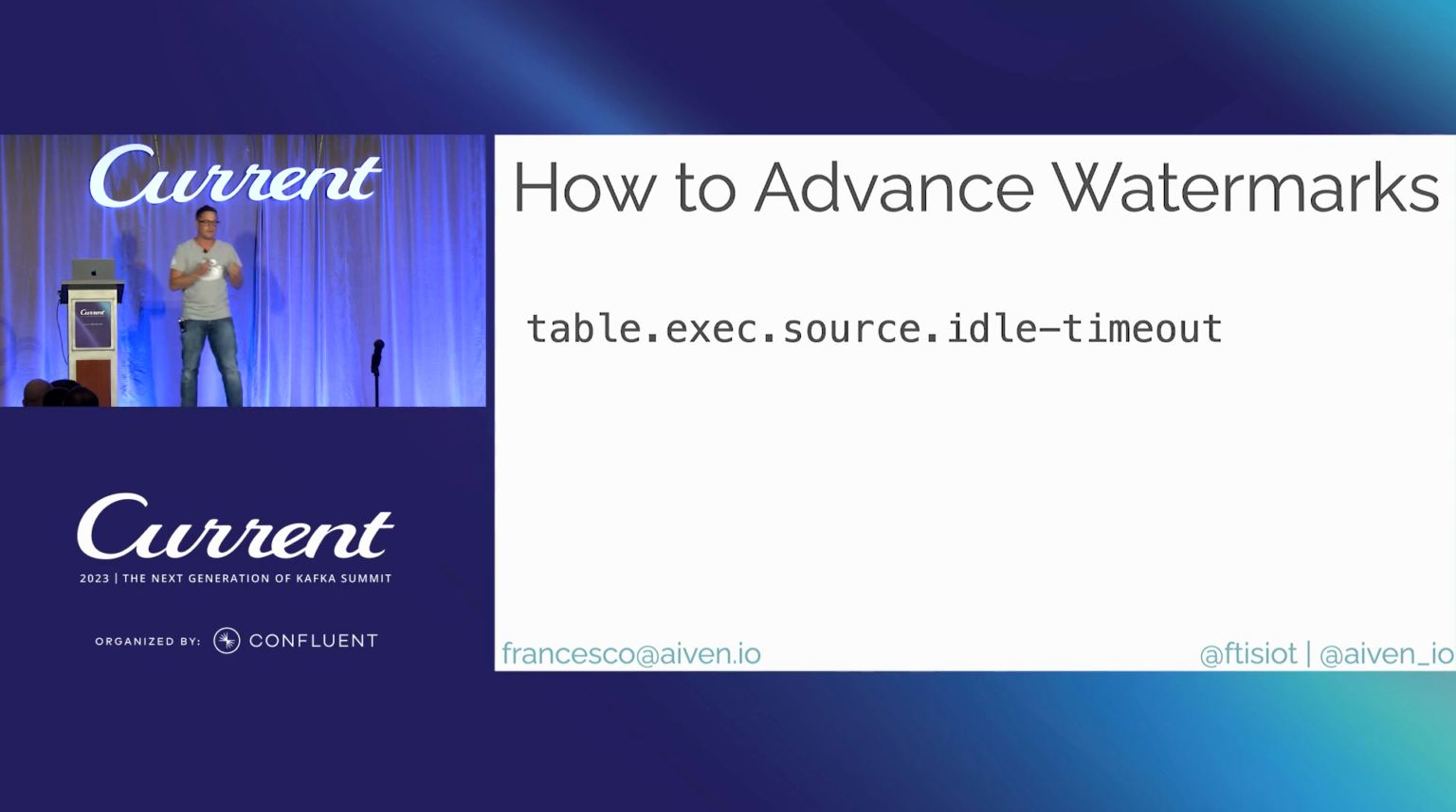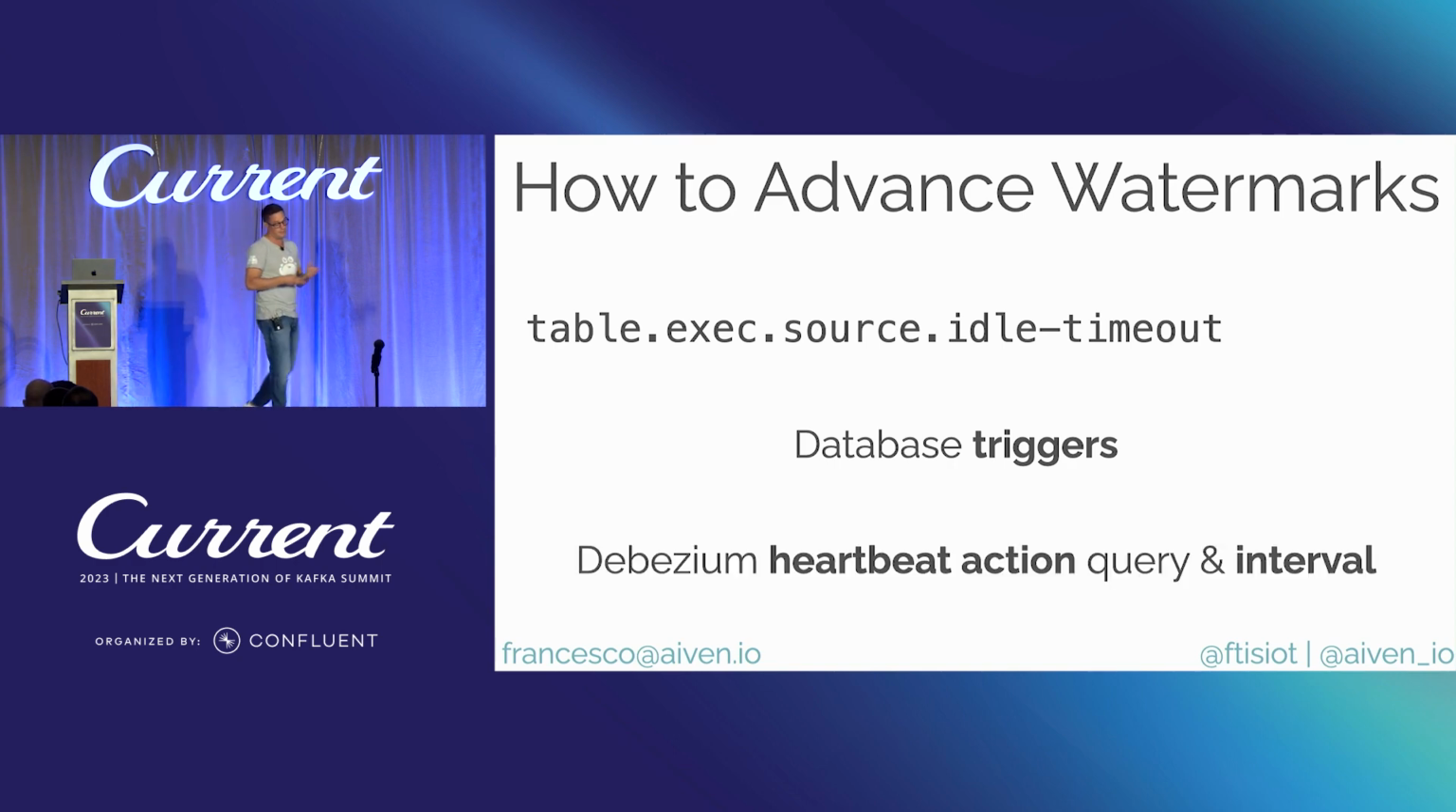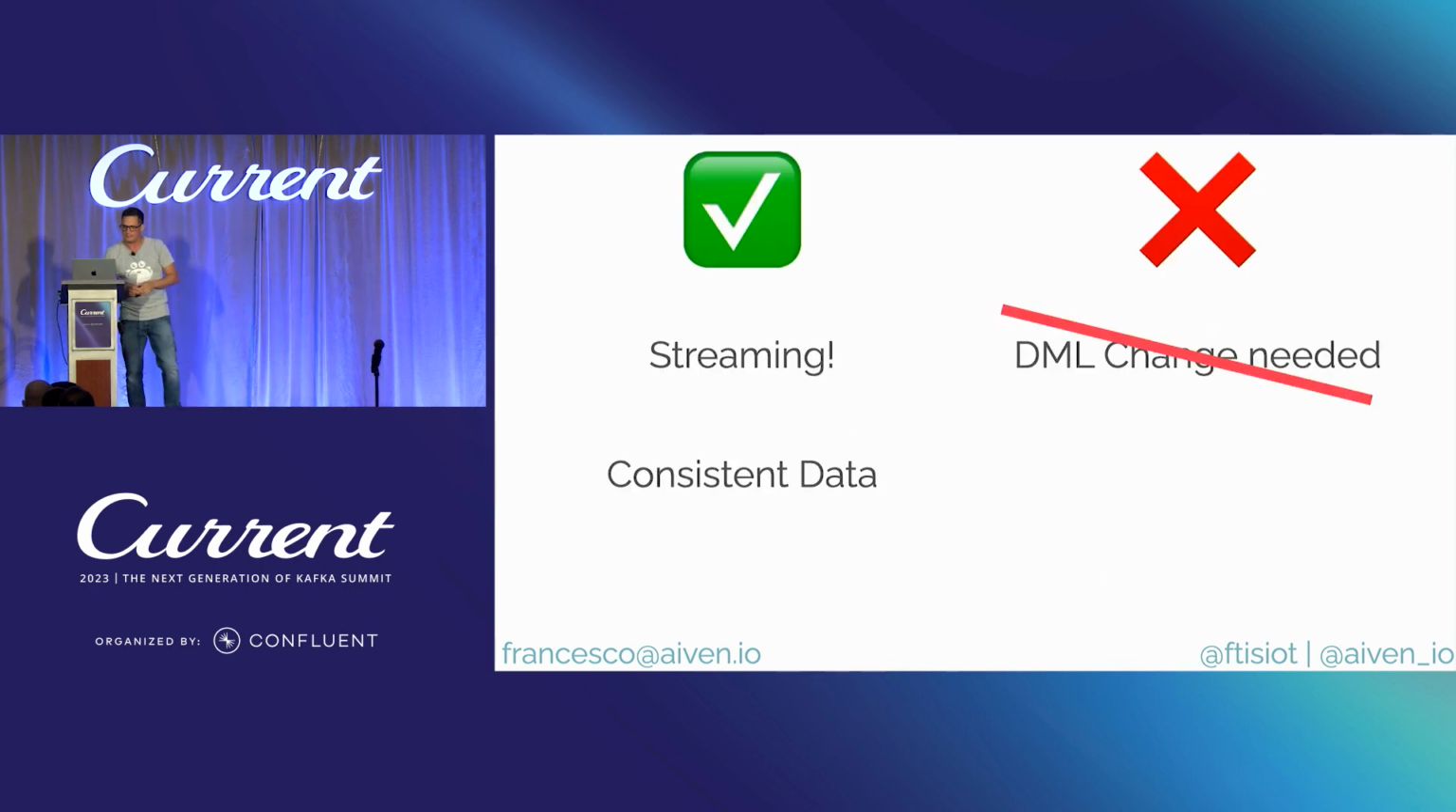What is the other option? The other option is to advance the watermark by creating some sort of fake load in the original database. What we could use is database triggers, or a feature within Debezium called the heartbeat action querying interval. Basically it says, every now and then, change a fake row in the pizza table, change a fake row in the clients table, in all the tables, so I get updated watermarks. Okay, this seems interesting, because we do streaming, consistent data with temporal join, and we solve all the problems.